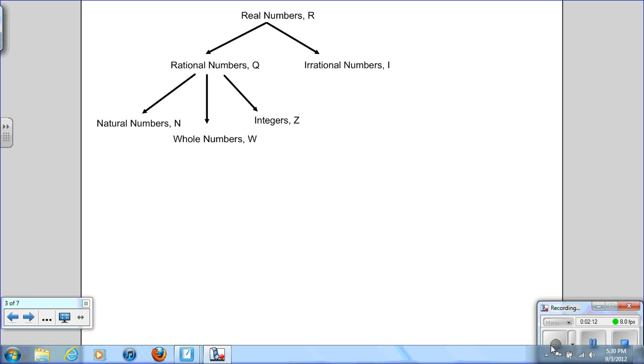Here's a chart that will help you decide when you're looking at a number and how to classify it. Everything is a real number, so you start at the top with the real numbers. From there, you have to decide, is it rational or irrational? It's one or the other. So rational means it can be written as a fraction. Irrational means it cannot be written as a fraction. And then from there, you decide, is it a natural number, a whole number, or an integer? And I would just go back to the list that I gave you on the last slide for those.